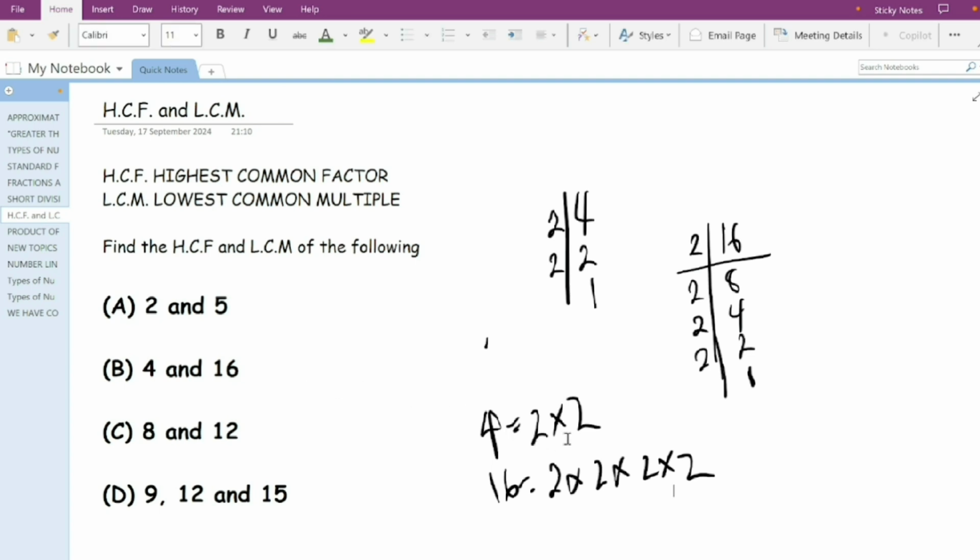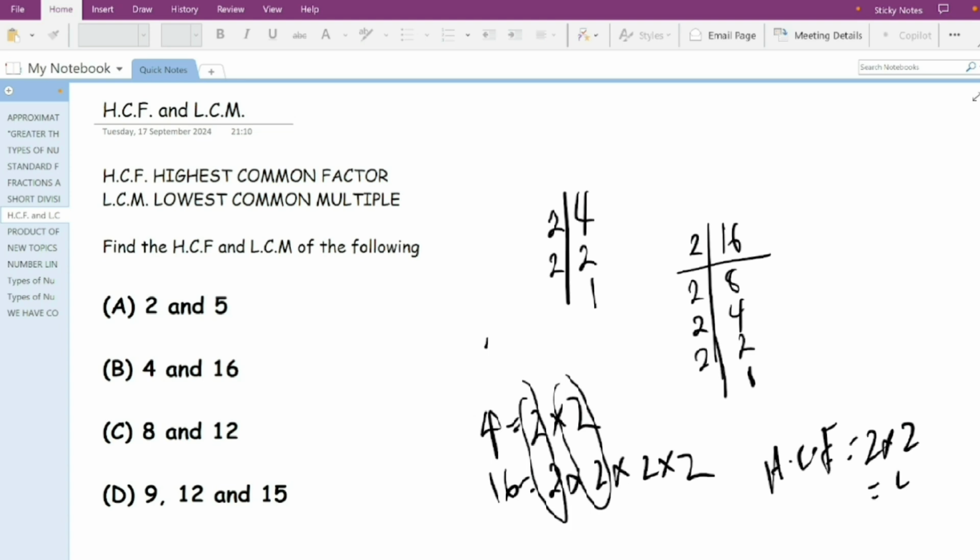I know most people are used to this technique, so you pick what is common in both of them. 1 at the top, 1 at the bottom. So you can take 2 here, I can pick 2 here. I can also pick 2 here, I can also pick 2 here. So you have this as common and also this as common. We can now say the HCF is 2 times 2, which is 4. So also using this technique, you get that the HCF is also 4.